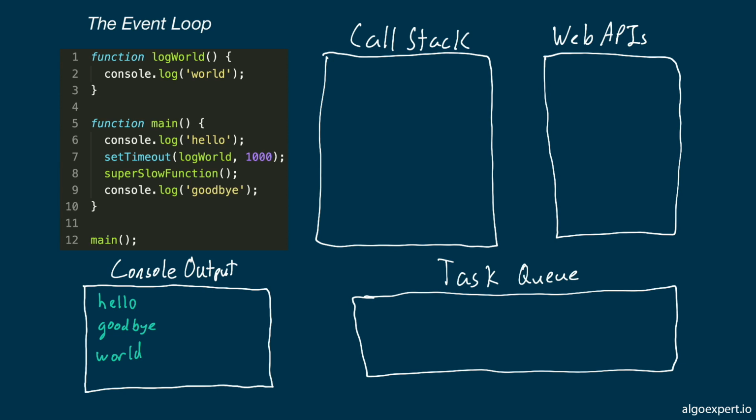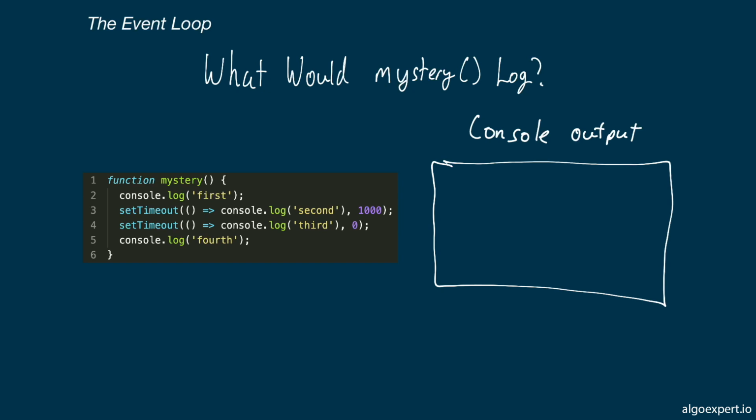Okay, so now let's take a look at a bit of a challenge problem. Here we have a mystery function, and we want to figure out what the order of the console logs will be. So first, we console log first, and this will get logged straight out because it doesn't have any asynchronous code, no calls to setTimeout or anything like that.